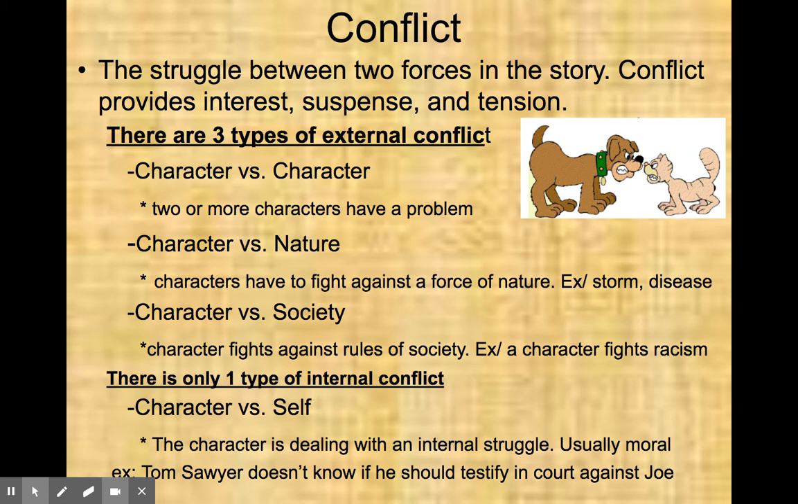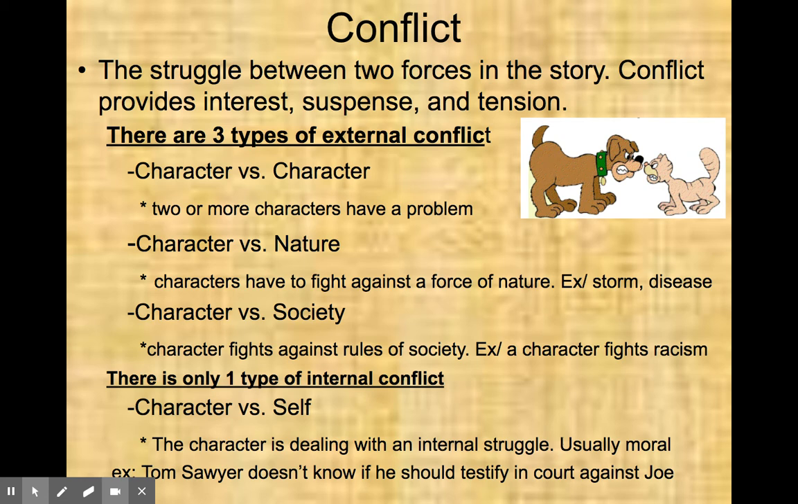And the last kind of external conflict is character versus society. Now, if you have read or seen the Hunger Games, that's a perfect example of how the character fights against the rules of a society. So there are lots and lots of books like that, but that's just one of the many examples.